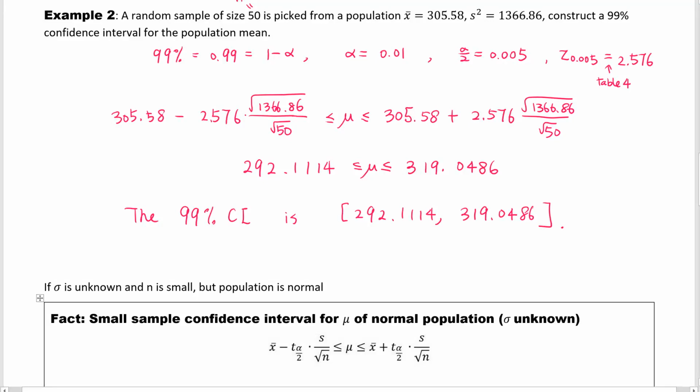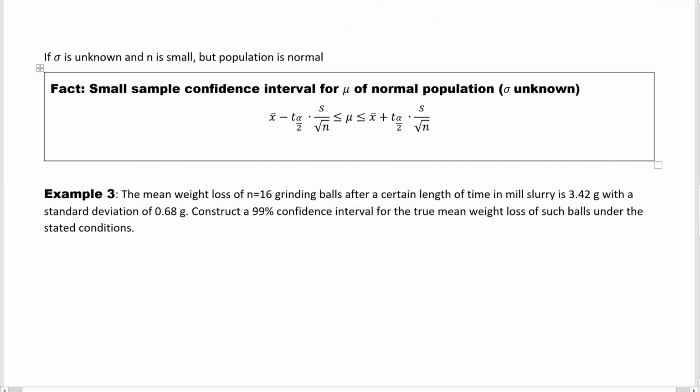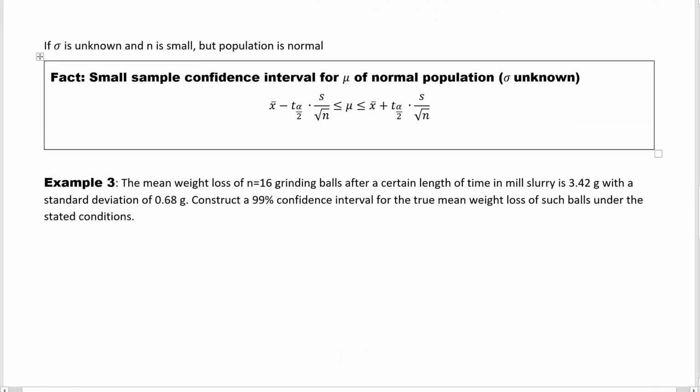Okay, so if sigma is unknown and n is small, but the population is normal, then we have the third case. We have a small sample, and we know the population is normal, but we don't know the population standard deviation. We use the sample standard deviation to approximate it. So what's going to change? We have s, and we use t instead of z.